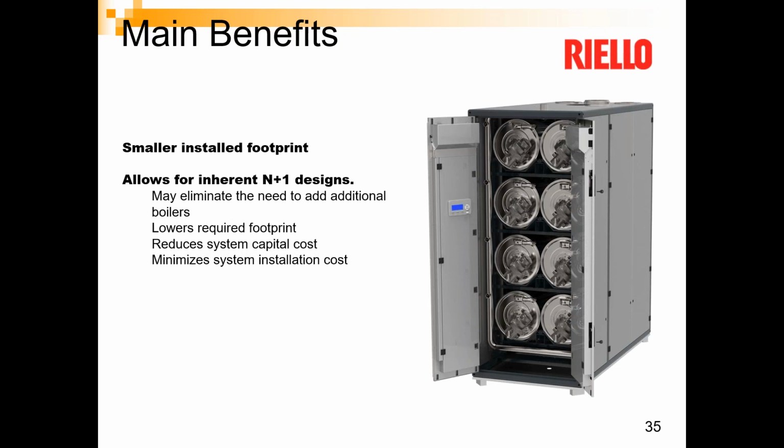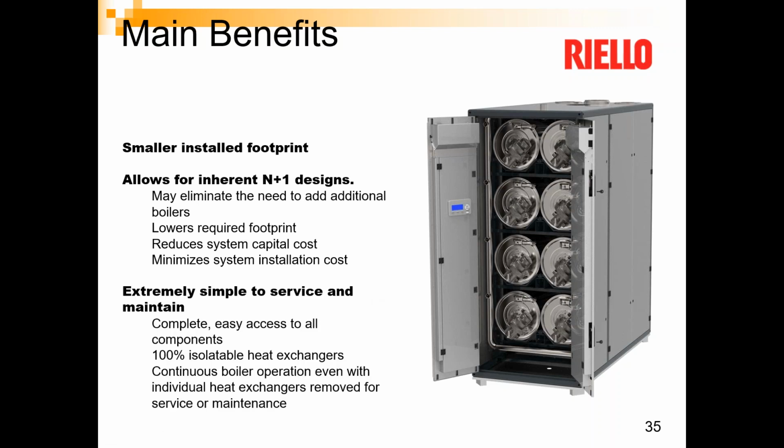Smaller installed footprint, all the connections are on top of the unit, the stack, the gas, and the water inlet and outlet are on top of the unit, so it really reduces your rear access requirements as well as the side requirements as well. Lowers required footprint, reduces system capital costs, and minimizes system installation costs. Extremely simple to service and maintain. Complete easy access to all components. You can completely isolate each heat exchanger and continuous boiler operation even when individual heat exchangers are removed for service or maintenance. That boiler can still keep on running even if you pull out one of those modules.